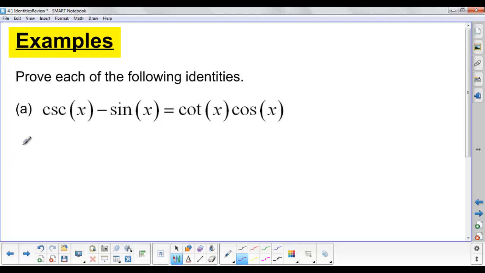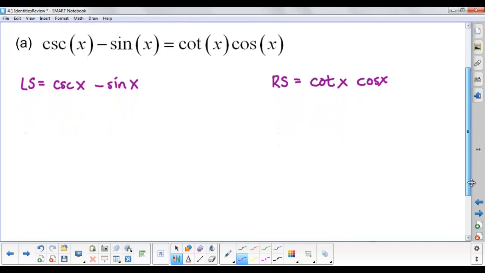On our left side here, we have cosecant x minus sine x, and separately on our right side, we have cotangent x times cos x. Like I said, you can work with one side, the other side, or both sides. Ideally, the best thing to do is always change these into terms of sine and cos. So on the left side, I can change this cosecant to 1 over sine x.